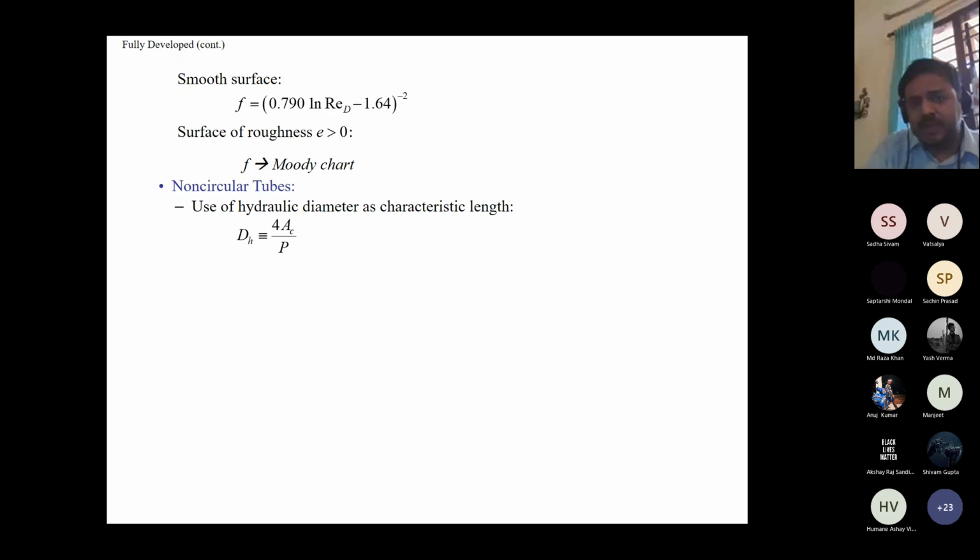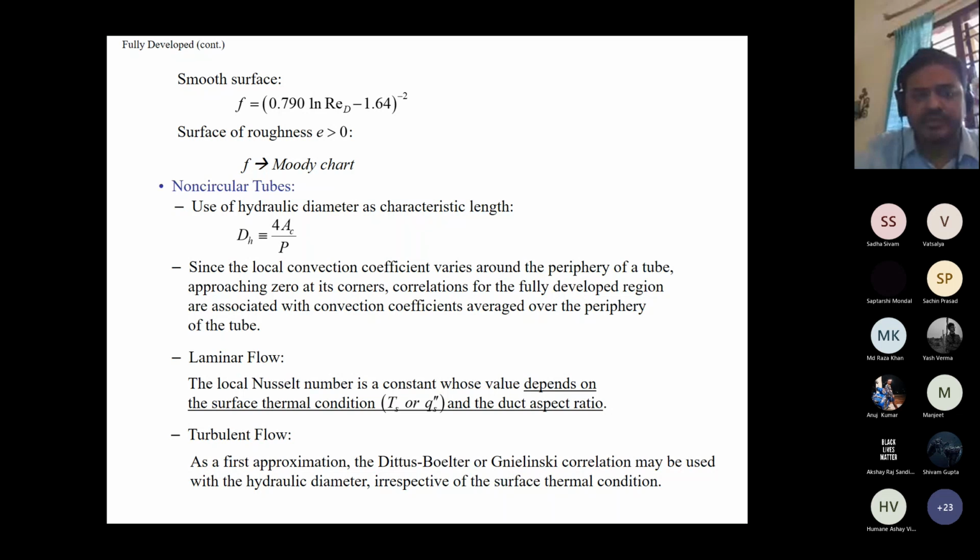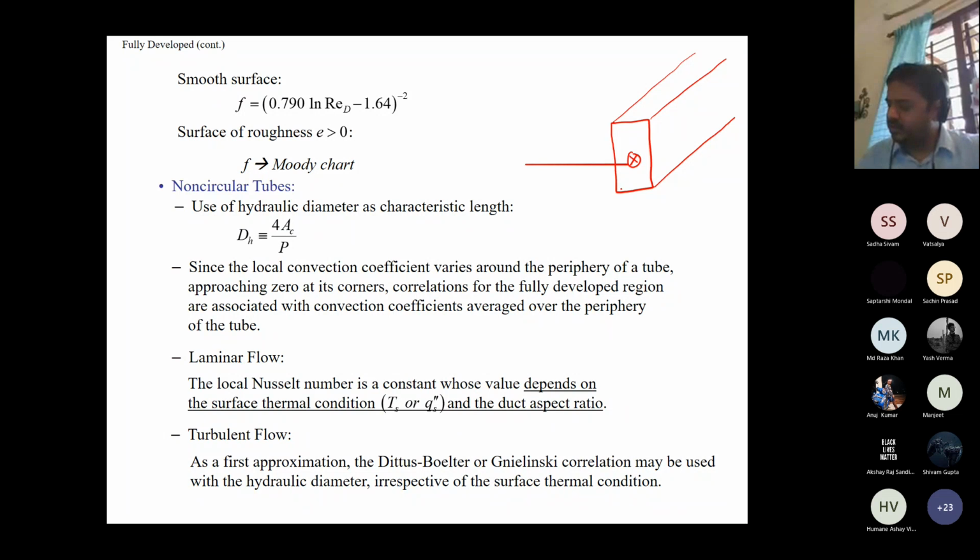Now the next thing is, what happens if it's a non-circular tube? It's the same thing. You use the hydraulic diameter, 4 times cross-sectional area over the wetted perimeter. Now, you have to keep a few things in mind. If you consider, let us say, a rectangular cross section like this, this is your tube. The flow is happening into the tube. So there will be a boundary layer that forms on the bottom surface, on the sidewall, on the top surface. At these corners, they kind of interfere right from the beginning. Unlike a tube where it is axisymmetric, this is not axisymmetric.